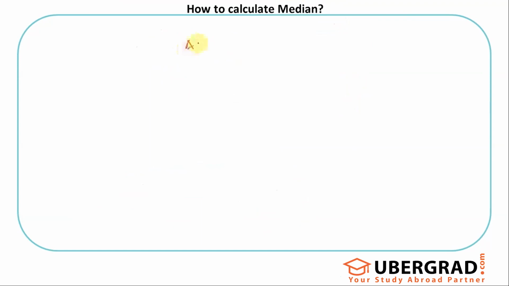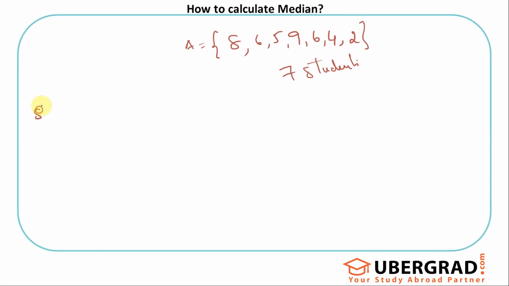Let's say I have a data set of 7 people whose scores, out of 10, are 8, 6, 5, 9, 6, 4, and 2. These are the scores of 1, 2, 3, 4, 5, 6, 7 students. So, to calculate the median of given data: median is basically picking the middlemost value.